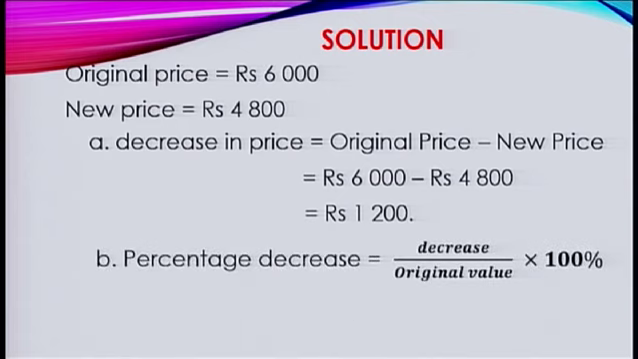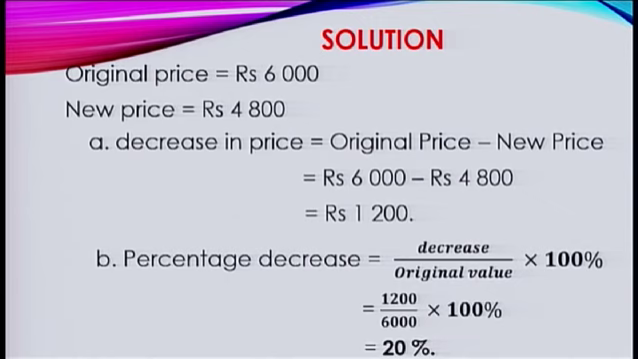And for part B, you were asked to find the percentage decrease. Well, percentage decrease is simply the decrease over the original value times 100. So, 1,200 over the original, which was 6,000 rupees, you multiply by 100%, you have 20%.